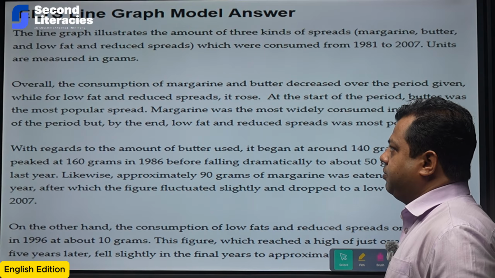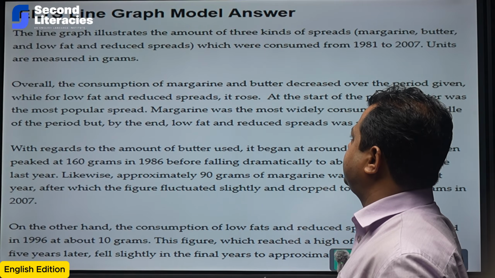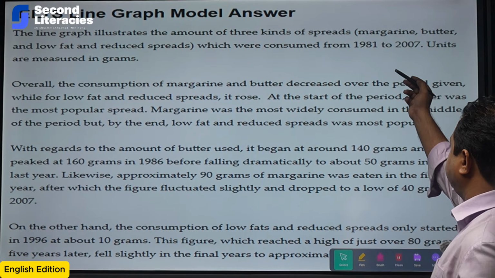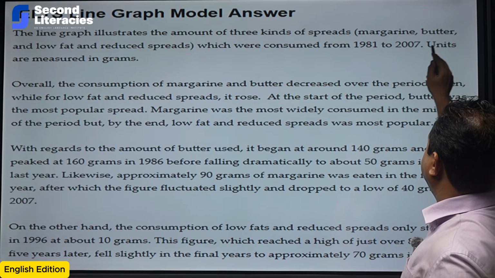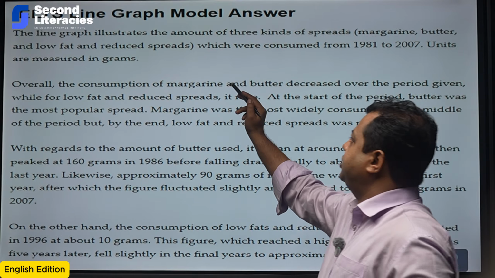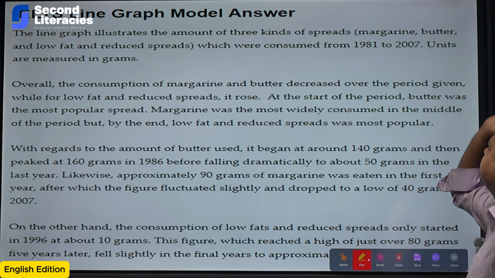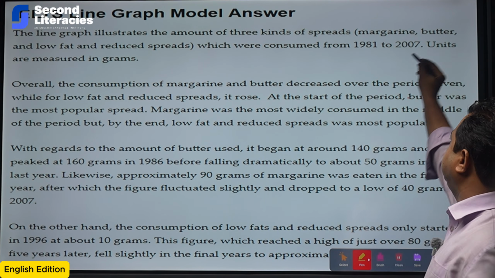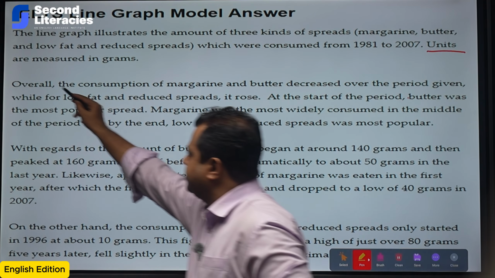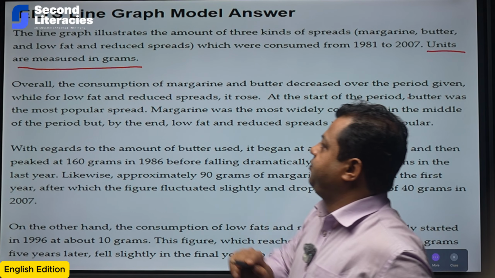Now, coming back, the line graph illustrates the amount of three kinds of spreads as we mentioned: margarine, butter, and low-fat and reduced spreads, which were consumed from 1981 to 2007. Units are measured in grams. Very nicely written.